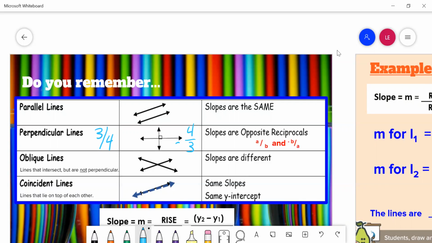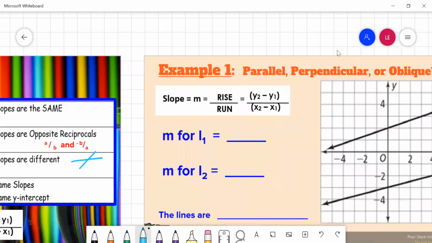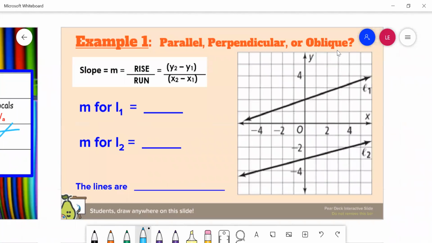Oblique lines just means that they're lines that intersect, but not perpendicular. So they just intersect kind of like in a generic way, not in any special way. Coinciding lines are two lines that have the same slope and the same y-intercept. So a lot of what we're going to do is find the slope of multiple lines, and determine if they're parallel, perpendicular, or oblique. So if they give you a graph, don't use the formula y2 minus y1 over x2 minus x1. I'd rather just do rise over run.